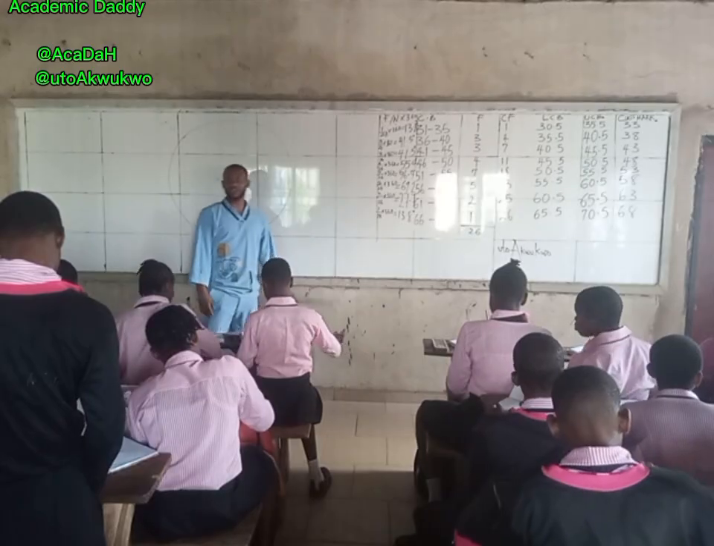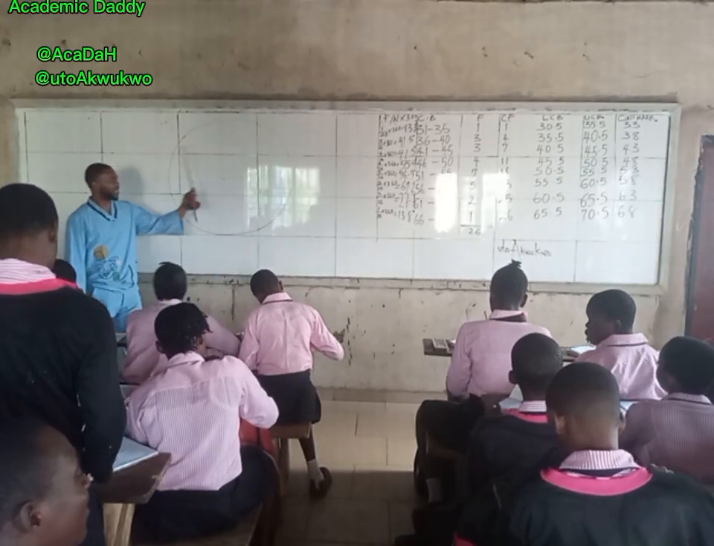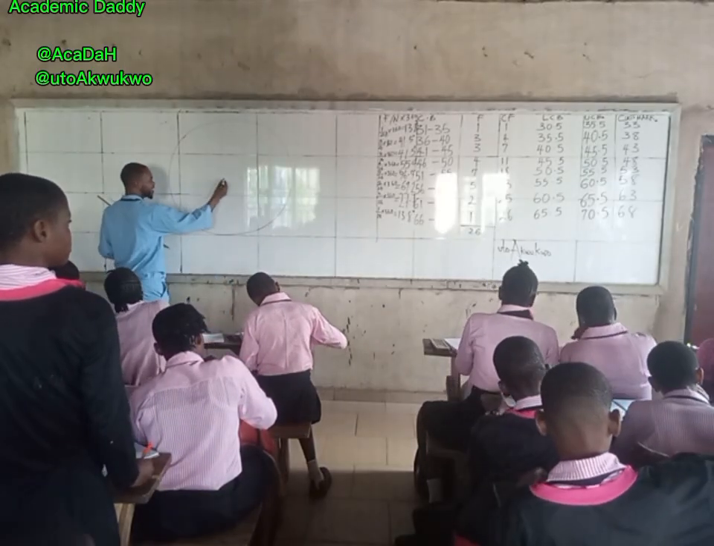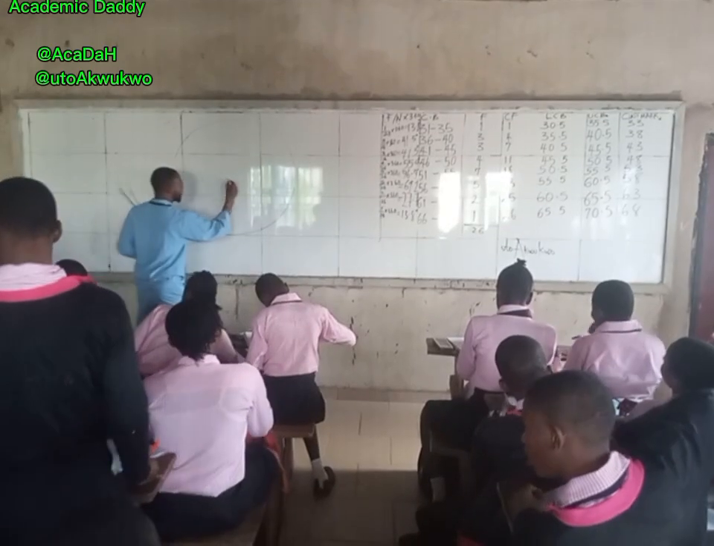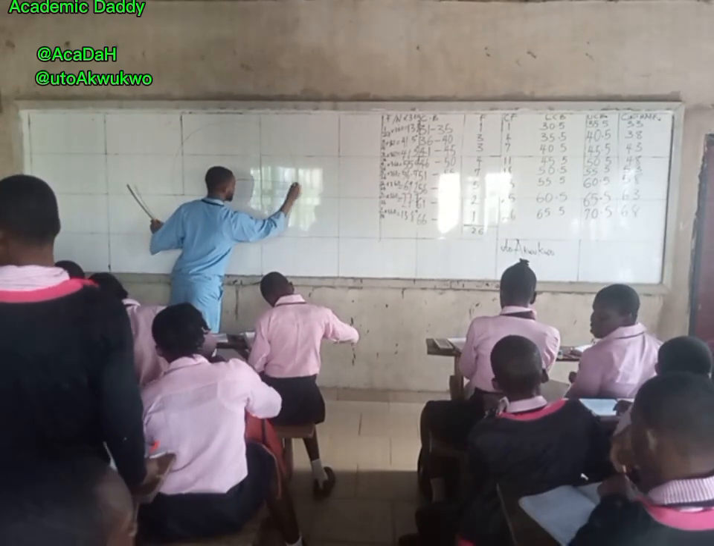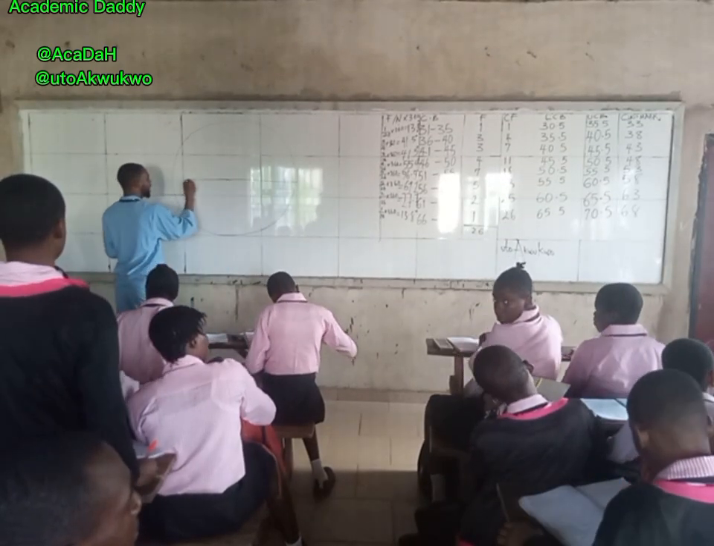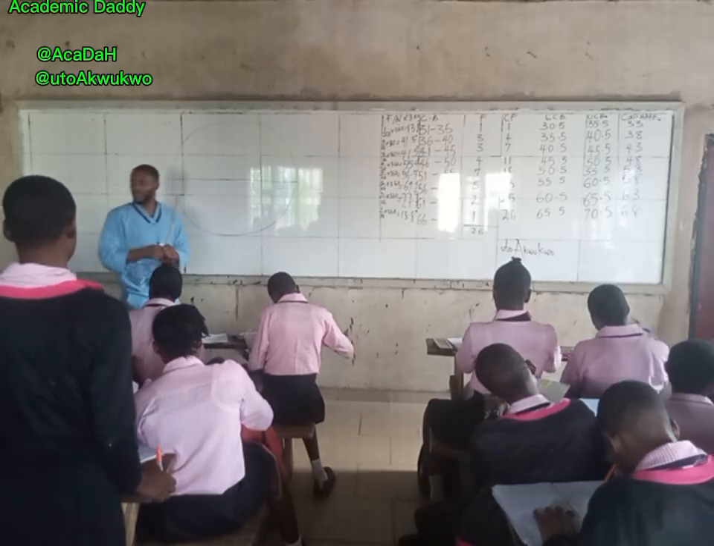Have you drawn the circle? When you draw the circle, at the center, draw a straight line. That is a horizontal line.